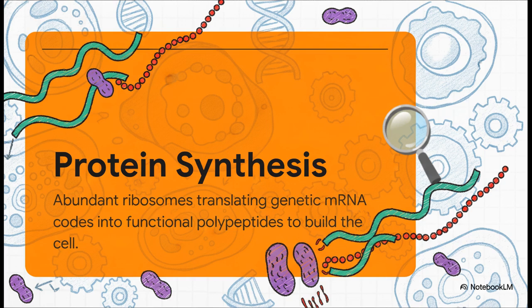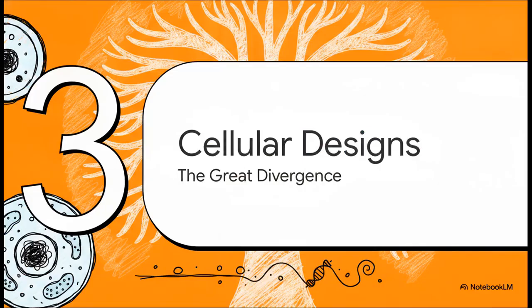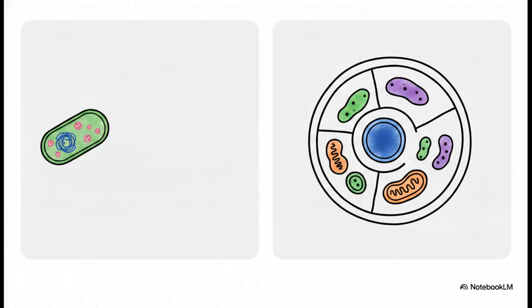And here's a crucial clinical takeaway. Because bacterial ribosomes differ slightly from human ones, they're actually one of our absolute best targets for antibiotics. Okay, Section 3. 2 fundamental cellular designs, also known as the Great Divergence. So while all cells share those universal components we just built, the evolutionary tree basically forks into one of 2 distinct architectural paths that strictly categorize all cellular life.